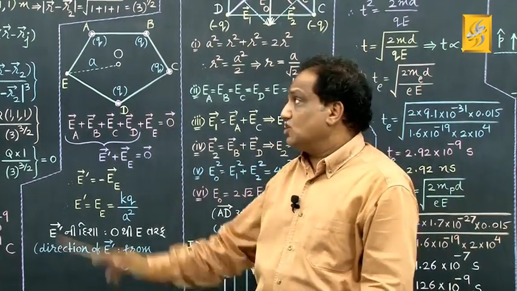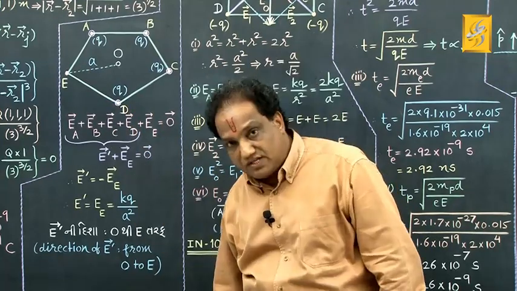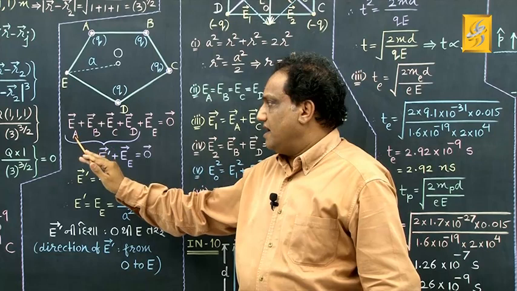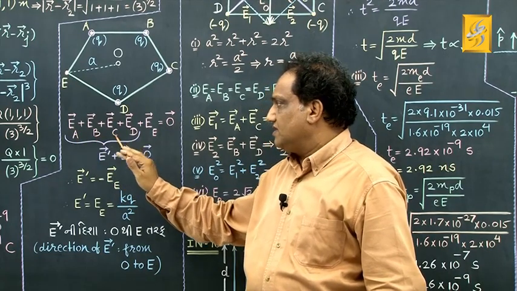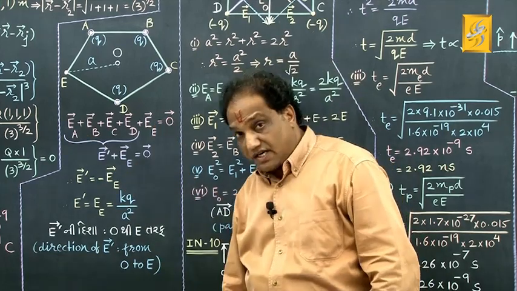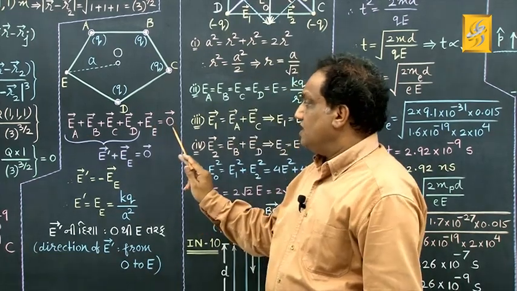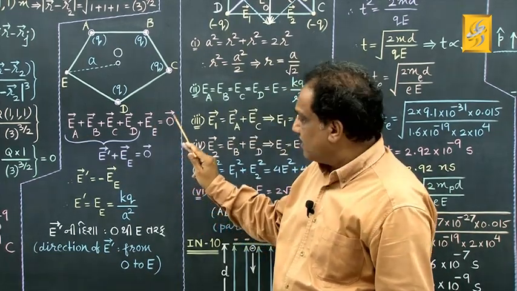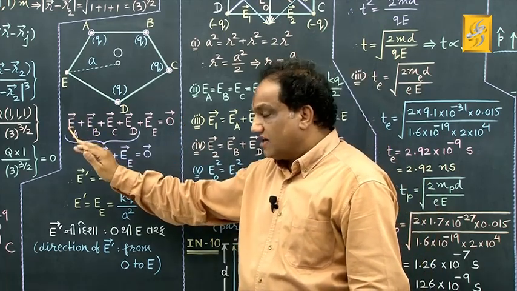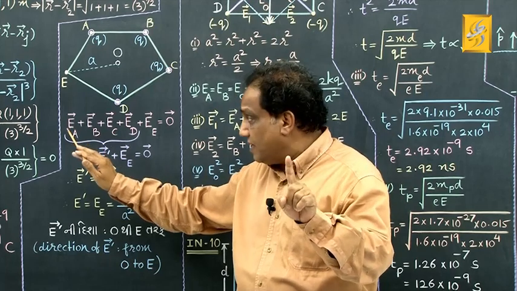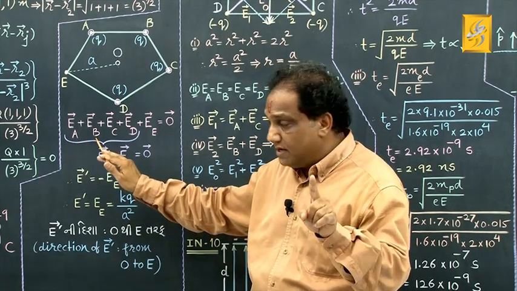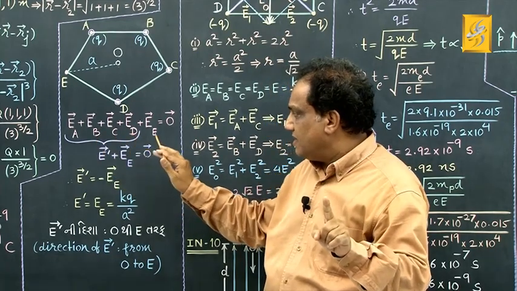Resultant means vector addition of all the 5 electric fields, because there are 5 point charges. Come on, let it be vector EA plus vector EB plus vector EC plus vector ED plus vector EE. This will give you the resultant electric field, which should be 0. That is the 0 vector, okay. What do you mean by vector EA? It is the electric field due to the point charge placed at point A. Similarly, this is due to the point charge placed at B, placed at C, placed at D, placed at E.